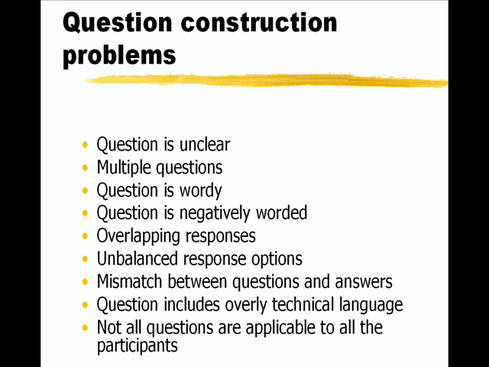Unbalanced response options. So let's say you have 4 different subtopics, and then you have 5 in one subtopic and 3 in another subtopic. Or you can have responses where you have 1 to 5 in one area, but 1 to 7 in another area. That doesn't work too good. Mismatch between questions and answers. Questions include only technical language. I mean, they would have to be an expert to understand it. Not all questions are applicable to all the participants, and that's really a bad thing to have.